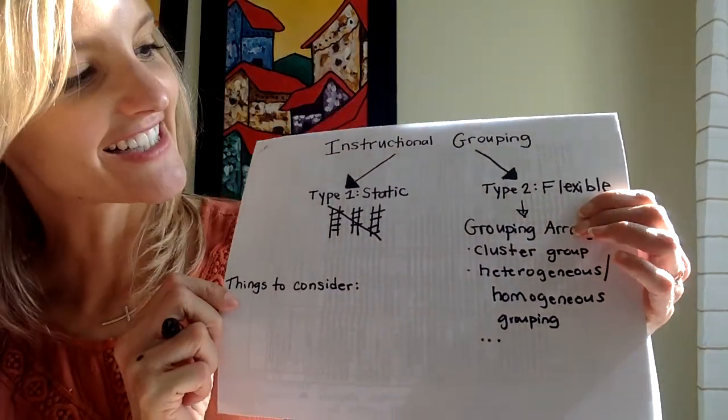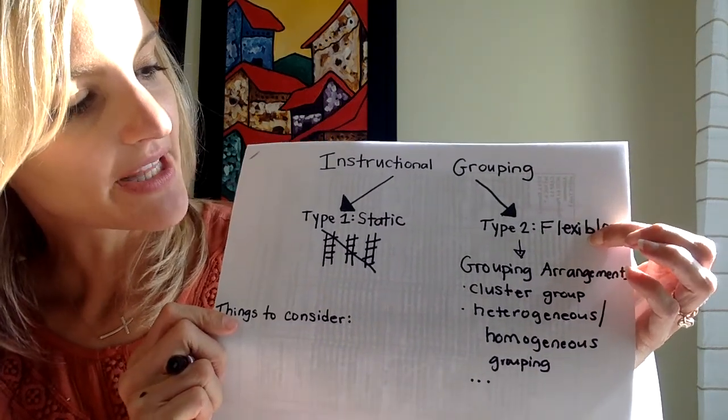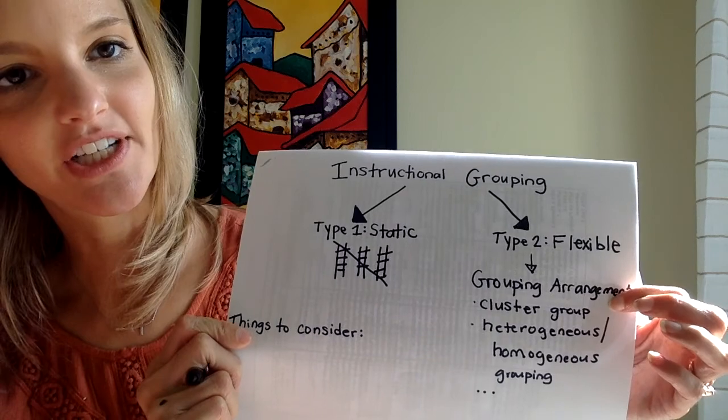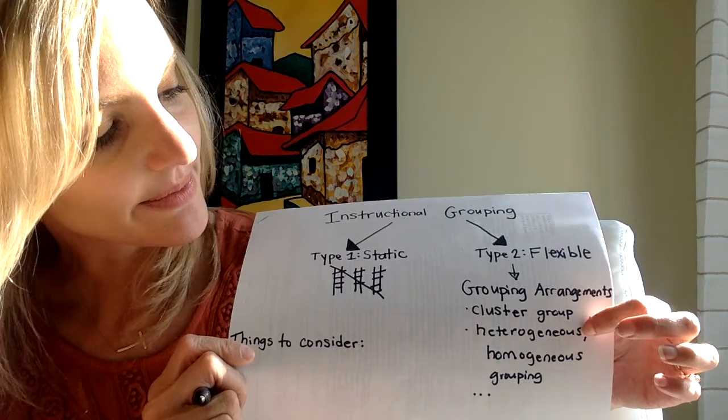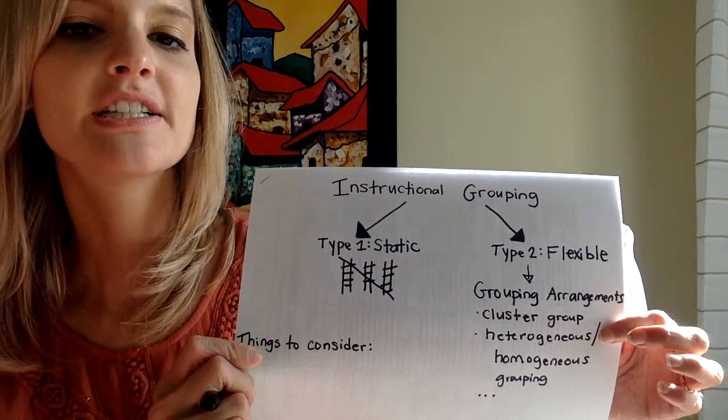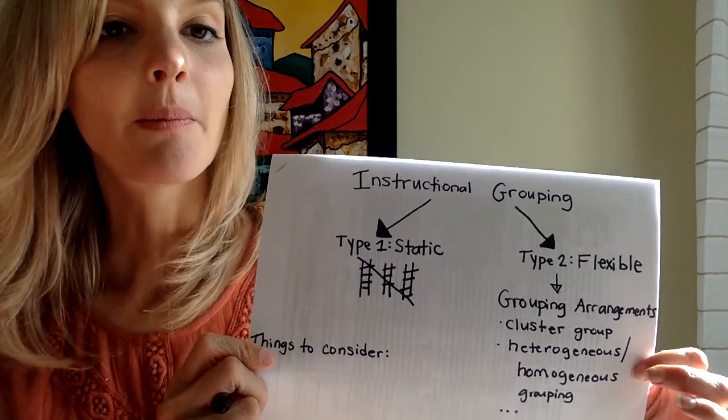Okay, so our second type being flexible. Then you have various grouping arrangements that can achieve that flexible grouping. So you'll definitely see a lot in your content about cluster grouping. You'll see some heterogeneous grouping, homogeneous grouping, right? So those are just various different strategies to achieve the flexible grouping. One thing that I want to make really clear here is when we use flexible grouping, there's not a right or a wrong in the exact arrangement that we use. But there are a couple of very important considerations to make.